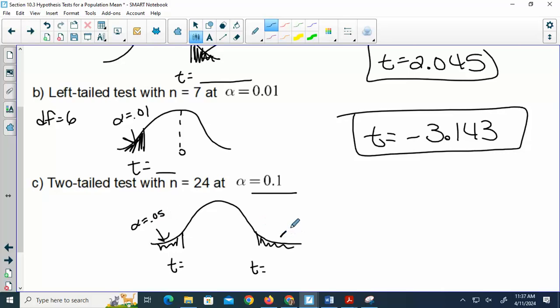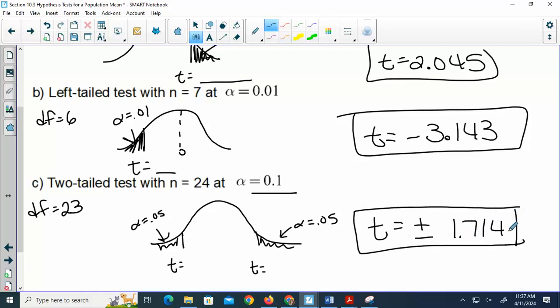How many degrees of freedom? So t, we have two different values, plus or minus, and we look up 0.05, 23 degrees of freedom, and that gives us 1.71.